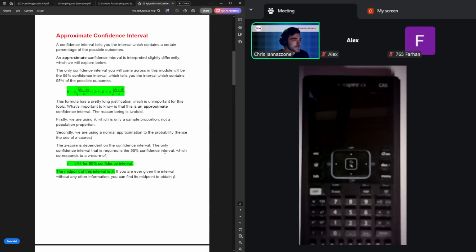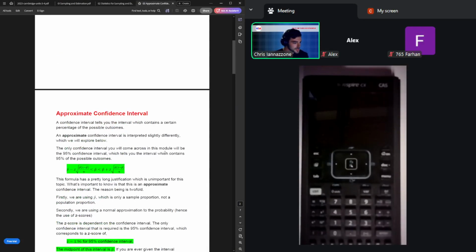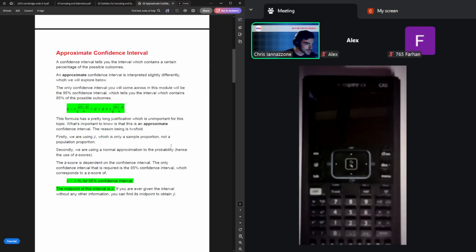Okay. Last up, confidence intervals. Now what you might notice is that they have specifically called this an approximate confidence interval. The reason why is that the way you interpret this confidence interval is a little bit different to how you interpret the other confidence intervals.